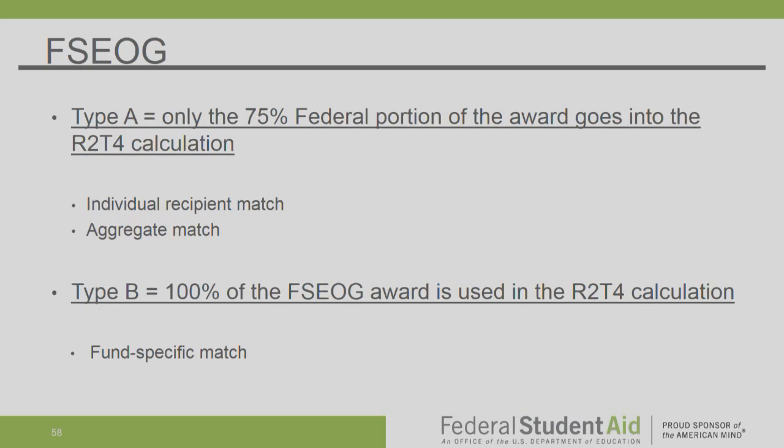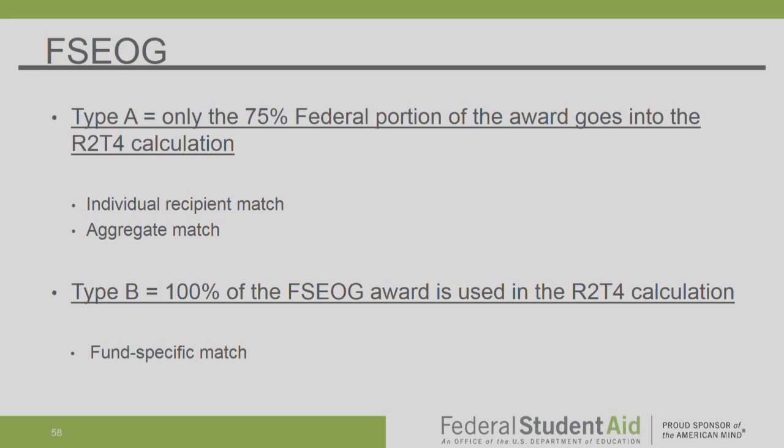And that's important for RTT4 because we have different ways of treating FSCOG depending on which matching option you use. If you use one of the two, the individual recipient match or the aggregate match where you're doing matching on the disbursement level, we only expect you to include the 75% of the federal portion of the FSCOG award in the calculation. So you're not going to include whatever money the institution matched of the student's award in the RTT4 calculation. So that's a bit of a benefit to a student. They don't have to have that included in that return. They'll get to have that money still in their account.